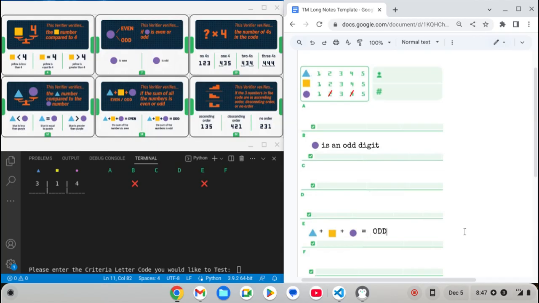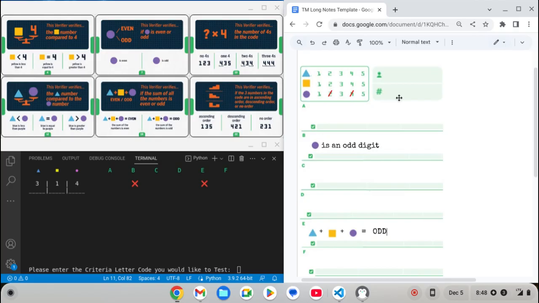And so what can we take away from that? Well, we've already established that circle itself is odd. So in order for the sum total to remain odd, that means that triangle and square have to be of the same type. What I mean by that is they both have to be either both even or both odd.